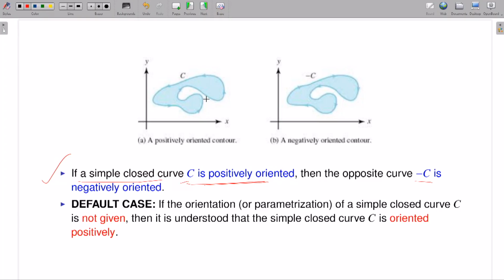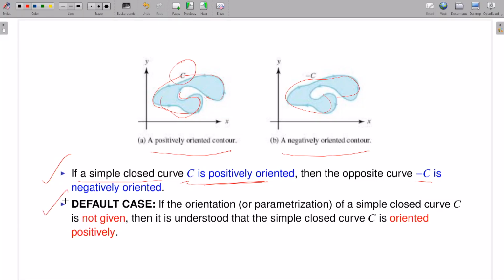Suppose I am starting from here and I am moving in these directions, then what is my minus C? It will start from here and go in the opposite direction. So a positively oriented contour has a negatively oriented opposite. If C is positively oriented, then minus of C is negatively oriented. If C is negatively oriented, then minus of C is positively oriented.